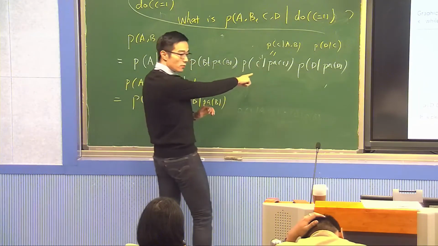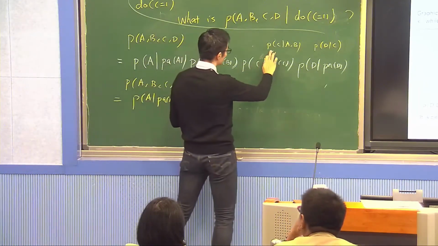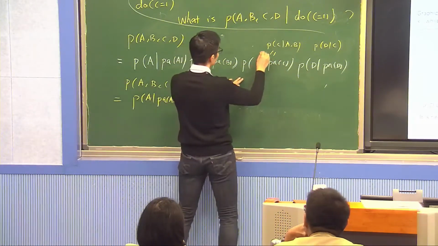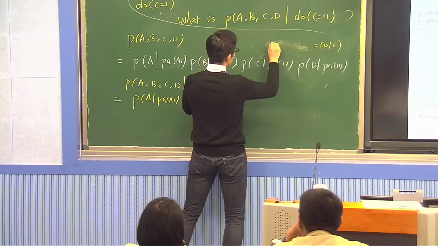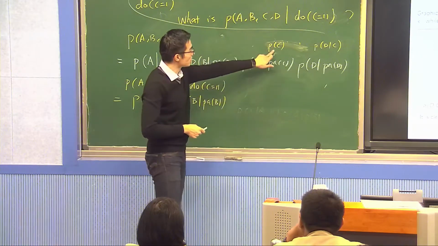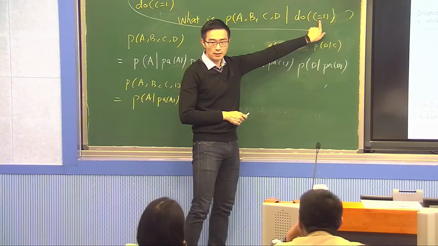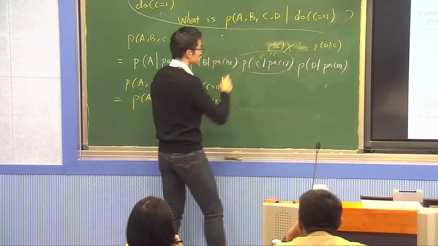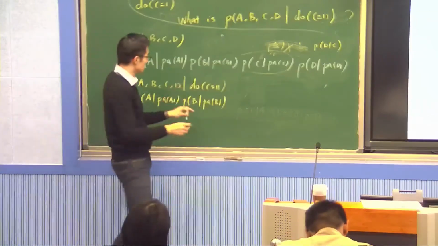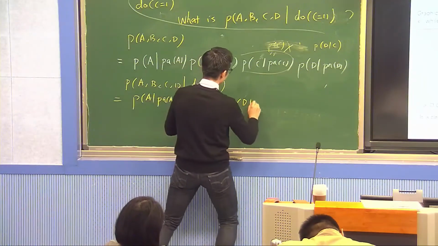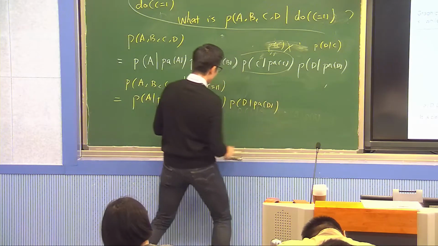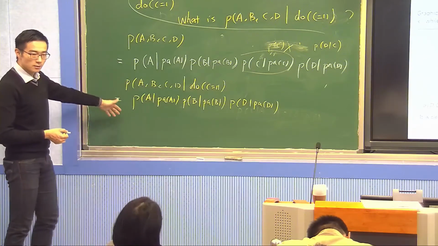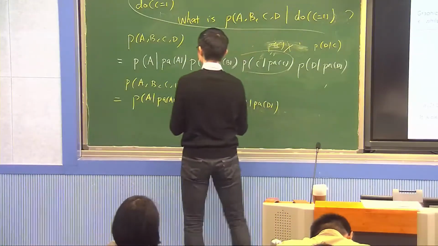But then, for this one, because C no longer has parents, this becomes just P(C). But then it's actually not P(C) because I fixed C to be 1, right? I actually fixed C to be 1. So this entire thing is actually gone. The entire thing is gone. There's P(D given PA D), right? Okay, that's it.